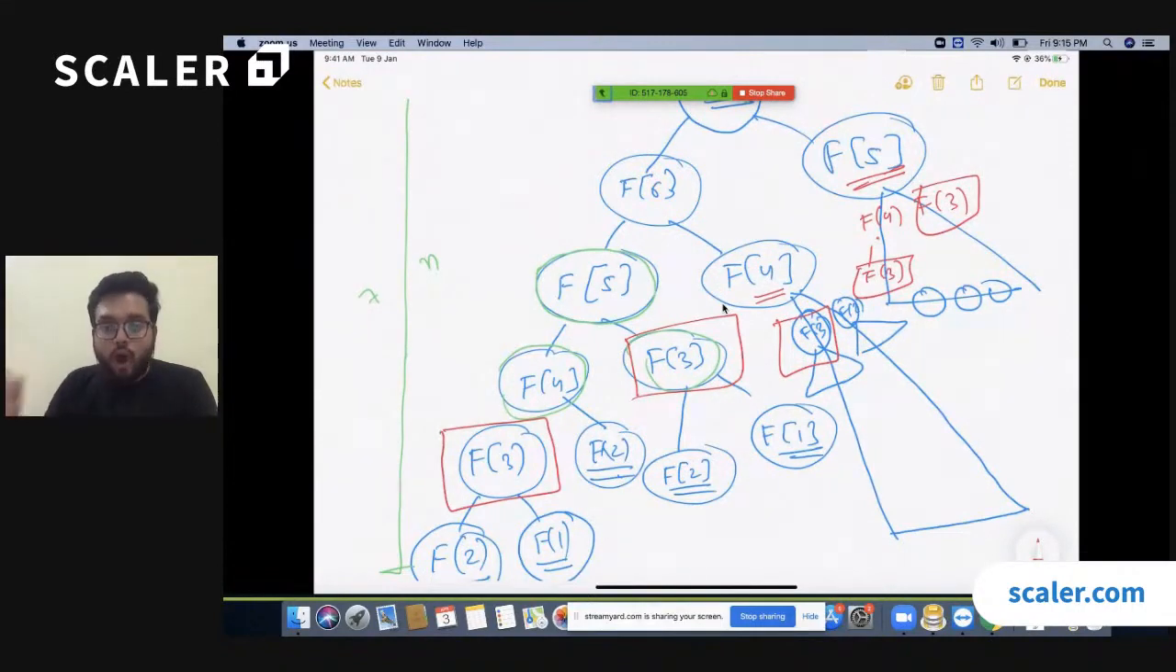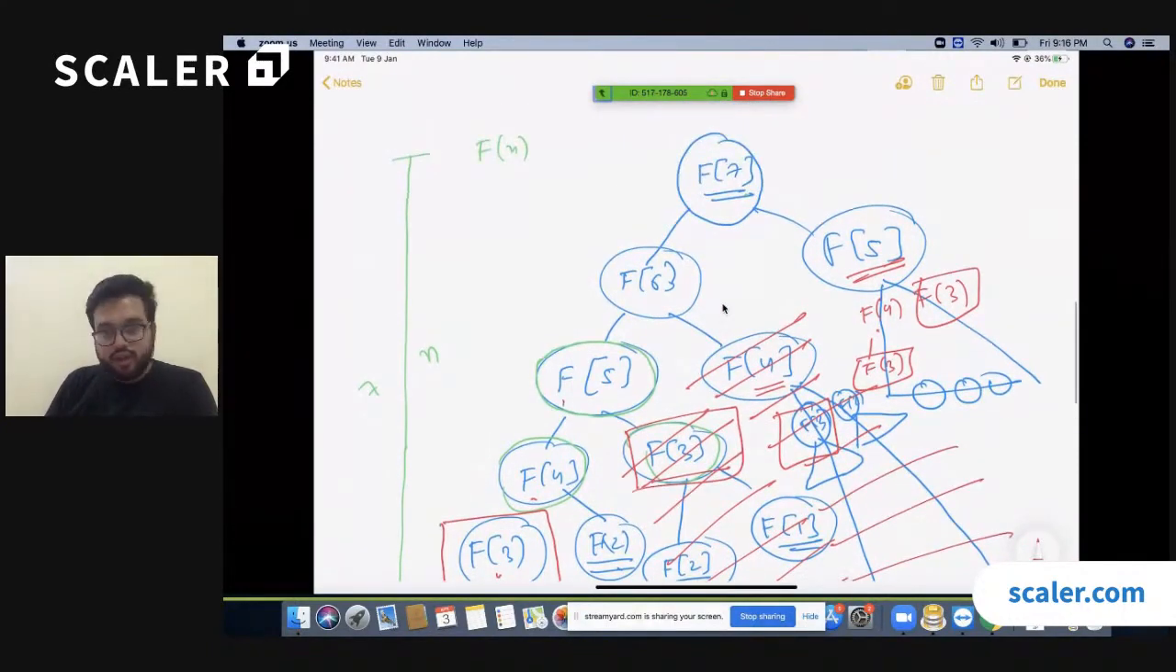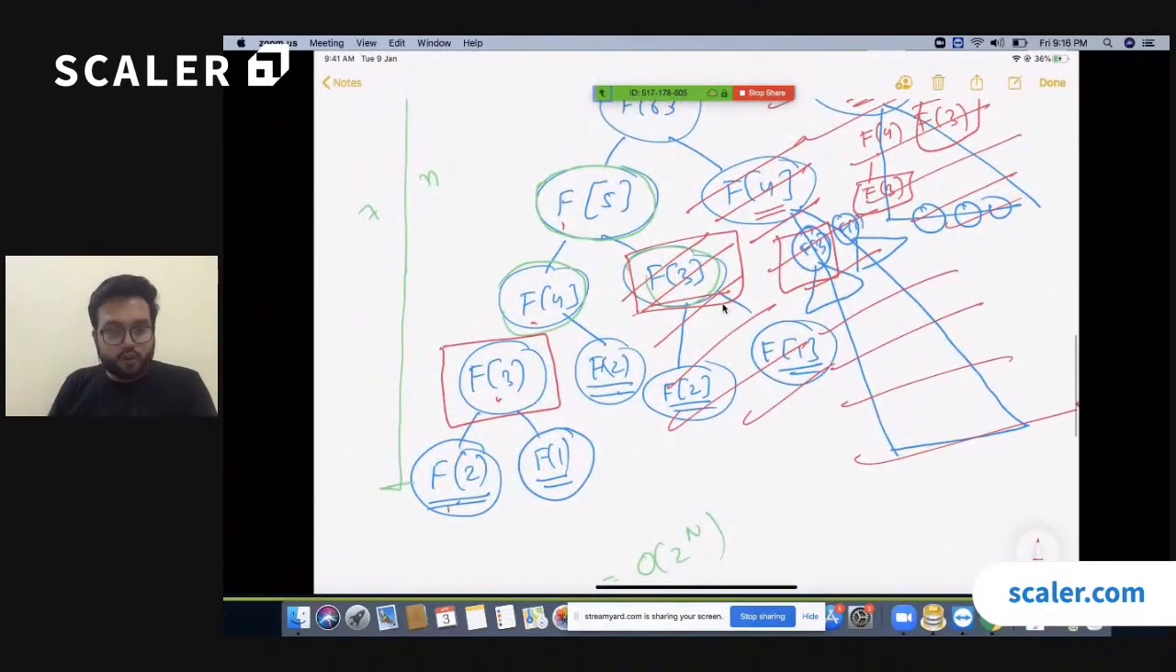And you could have actually avoided doing those repetitive computations. Try to understand it's not only about one state being repeated, it's about so many entire subtrees being repeated. So if this F3 was already known, you could have avoided computing this entire subtree. Now, if this F4 was already known, you could have avoided computing this entire subtree. If this F5 was already known, you could have avoided computing this entire subtree. And if F2 was already known, which is a base case, you could have avoided computing this subtree.